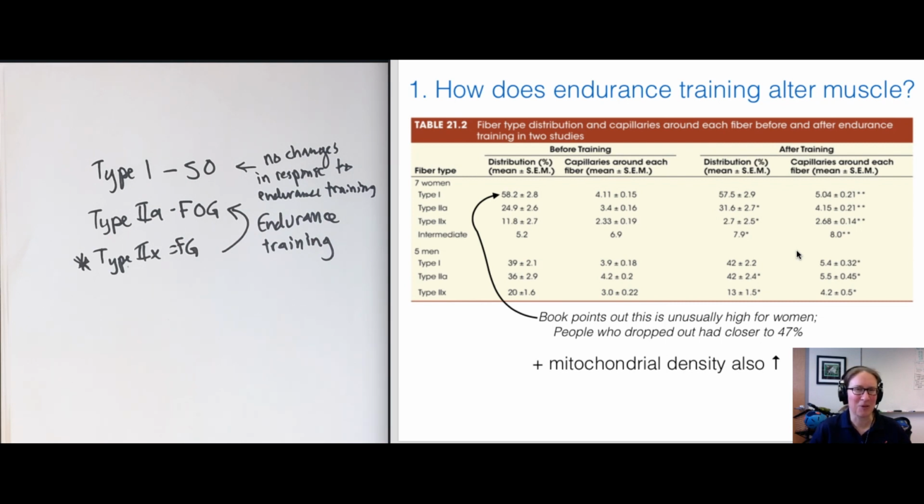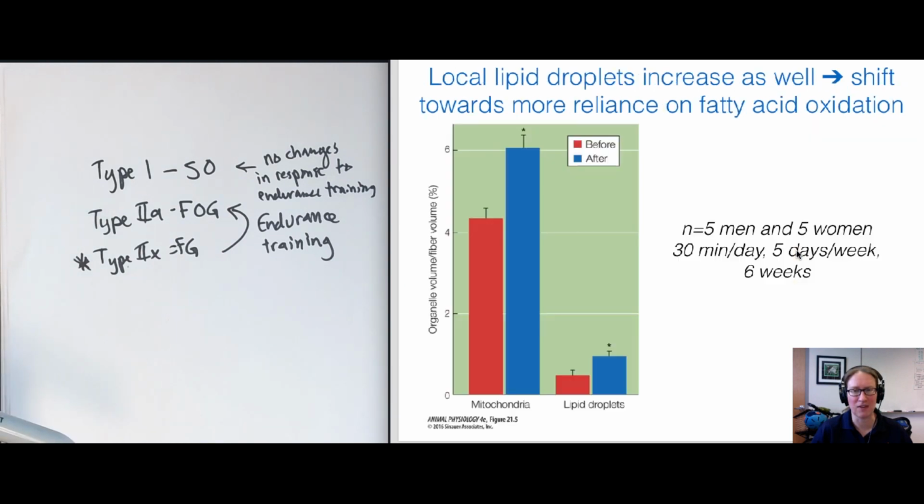So again, as is typical, I'm not going to expect you to memorize the specific numbers within this table, but I do want you aware of the fact that the major shift taking place in response to endurance training is a shift away from type 2X and towards type 2A fibers. Along with those changes, there will also be a change in the amount of lipid droplets that are stored within the muscle. And this suggests that in response to endurance training, muscles will shift towards a greater reliance on fatty acid oxidation for energy supply compared to individuals that have not undergone endurance training.